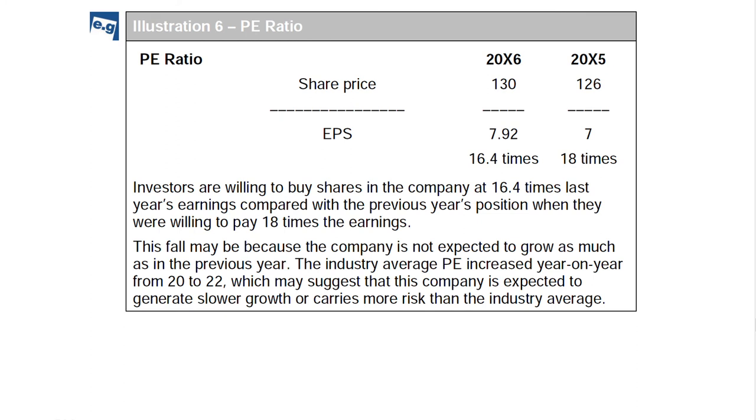The industry average PE ratio increased year on year from 20 to 22. Check out your industry PE ratio from 20 to 22. Here, if you see, it is 16.4, even below the industry average. That means the company is generating slower return and it carries more risk than the industry average also, because it's below the industry average. Where is 22 and where is 16.4? Can you see? That's why.